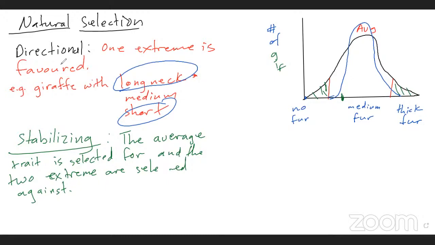With disruptive now, the average is selected against. In directional, one extreme is selected for. In stabilizing, none of the extremes. All right, so that was stabilizing. Let's do the final one now, which is disruptive. The two extremes are selected for.